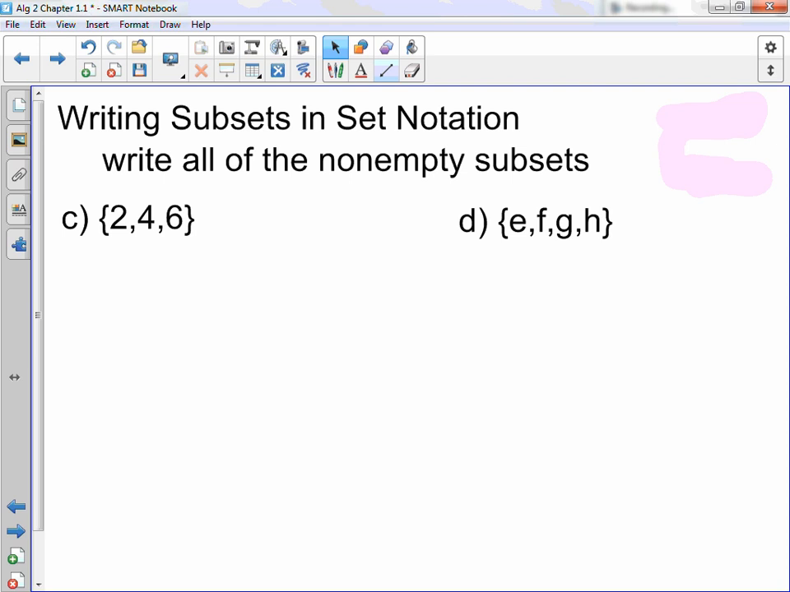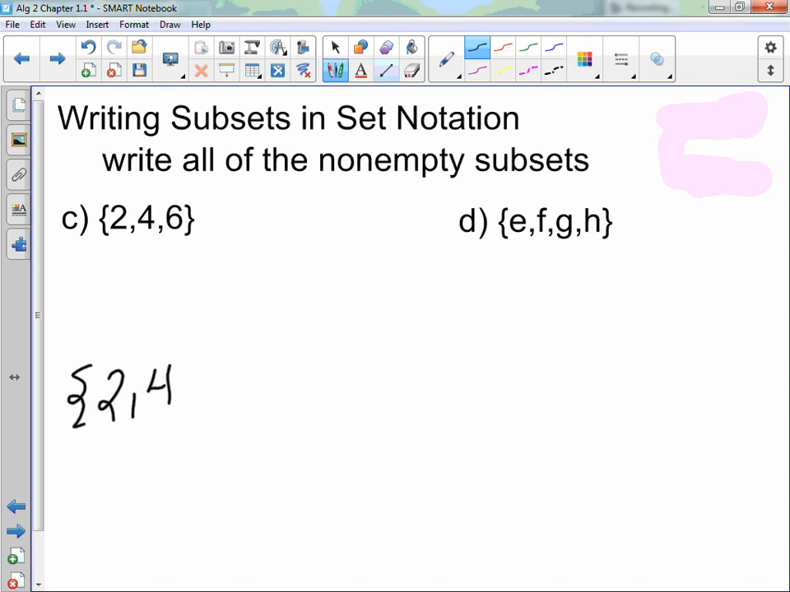Writing subsets in set builder notation. So we said a subset is what? Contains some of the elements of the whole, yes? So looking at this here, 2, 4, 6, can anybody give me a subset? Just take a stab, anybody. 2, 4, yes. I can give you an even easier one. Ready? 2.